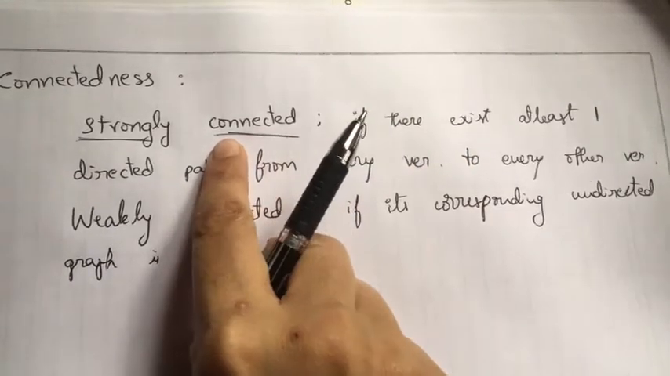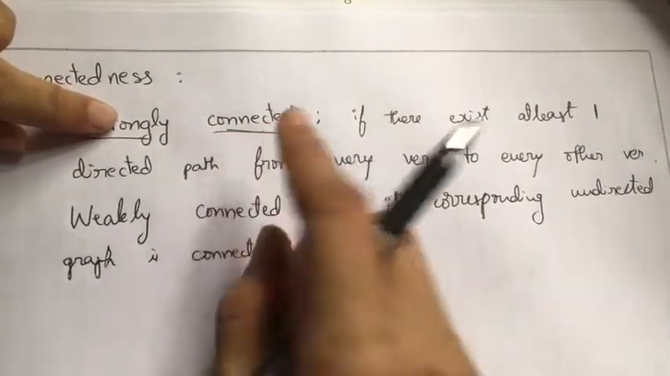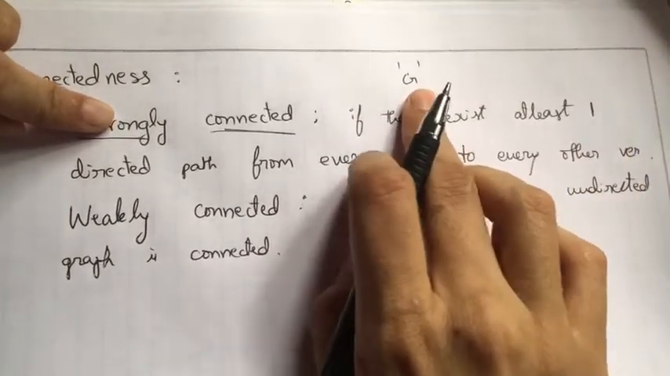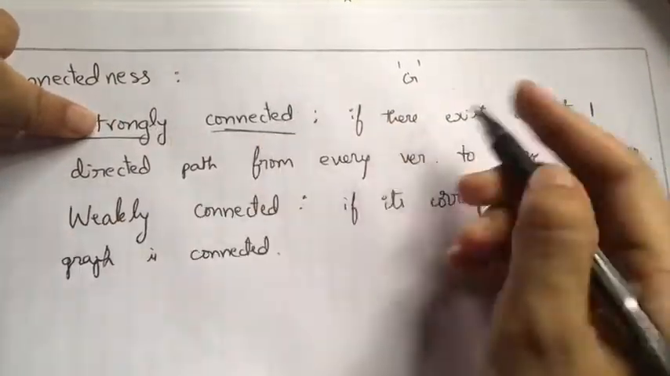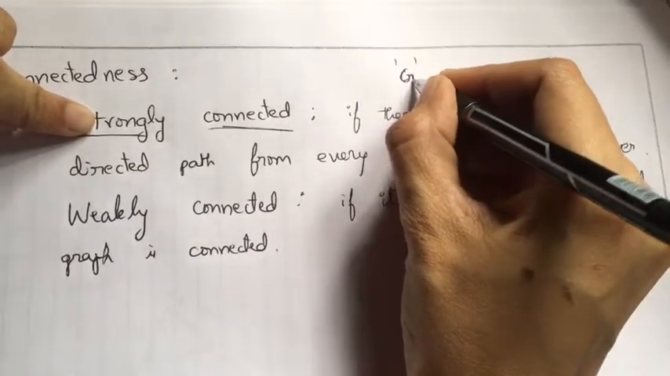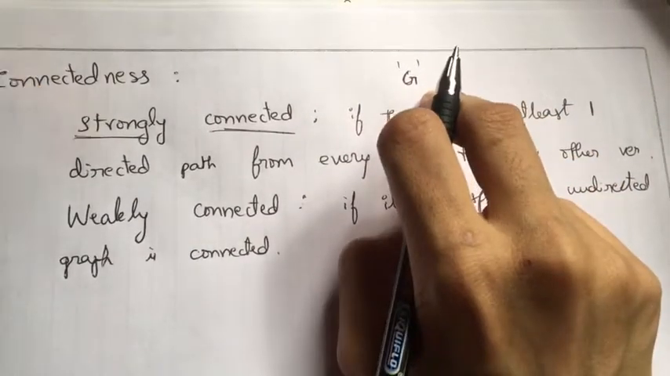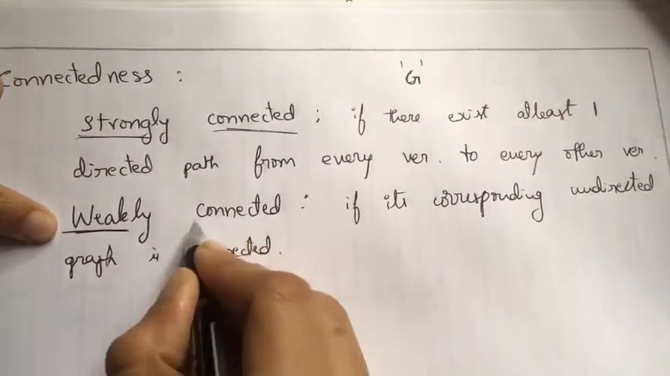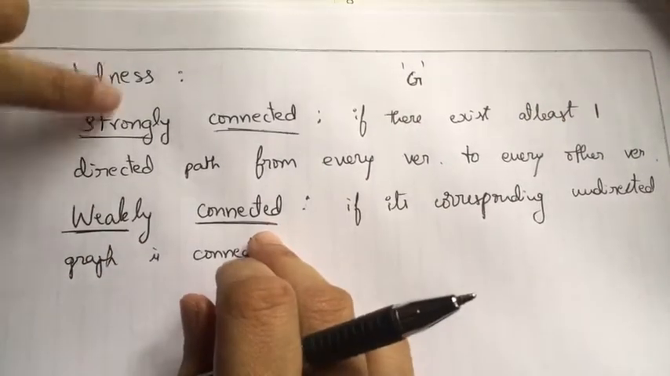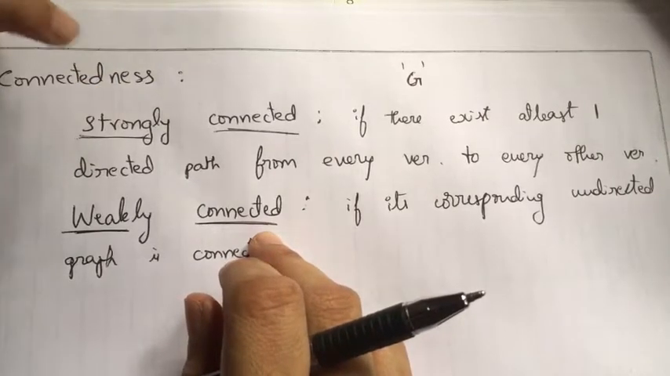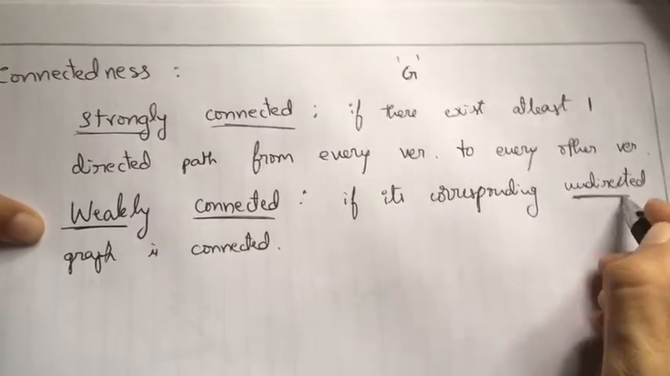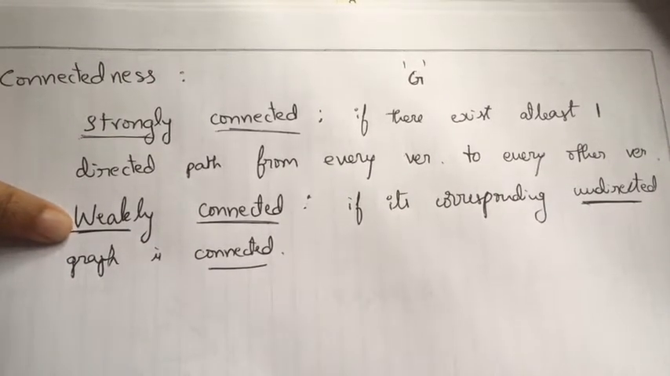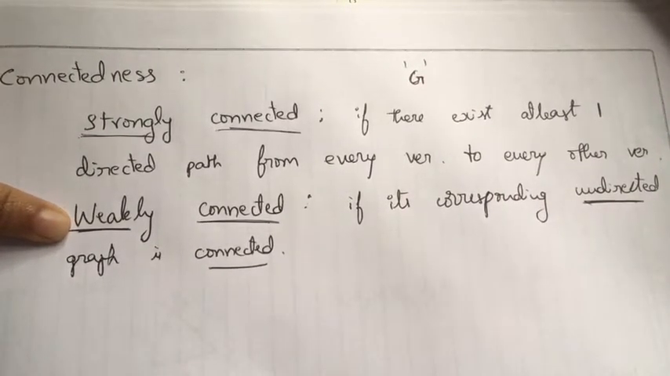See, when I take a strongly connected graph, if G is a digraph that is strongly connected, even if I take its undirected graph of G, that will be connected. To say that a graph is weakly connected, it should not be strongly connected, and its corresponding undirected graph must be connected. Then only I can say that it is weakly connected.